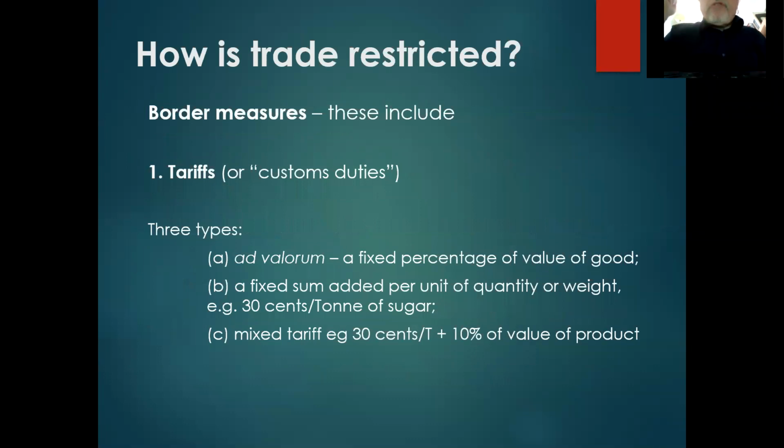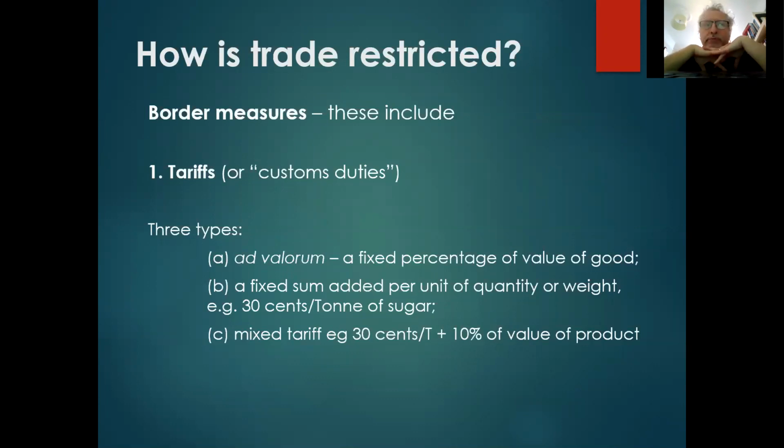So how is trade actually restricted? And in short, there are basically two kinds. There are tariffs and there are non-tariffs, right? Which doesn't sound perhaps particularly helpful. So I need to go into a little bit of detail here. So for goods, there are border measures and tariffs. So what are tariffs? Tariffs are otherwise known as customs duties. Basically a tax, usually on imports. And there are three types of tariffs.